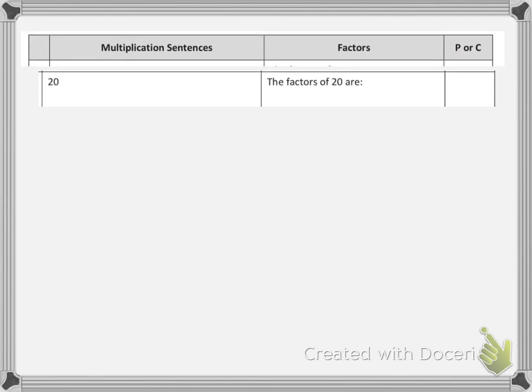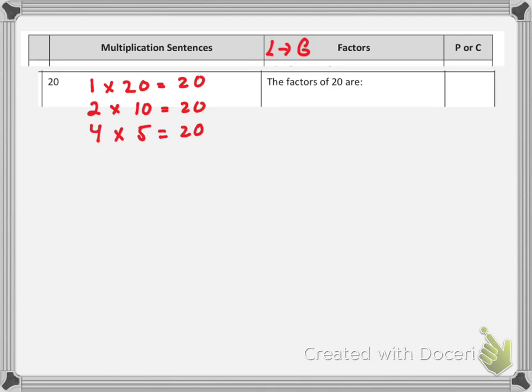The next one we have is 20. So we need to list all the multiplication sentences that equal 20. We have 1 times 20 equals 20. We have 2 times 10 equals 20. And we have 4 times 5 that equals 20. And now we must list all the factors of 20, from least to greatest, and then figure out if it's prime or composite.